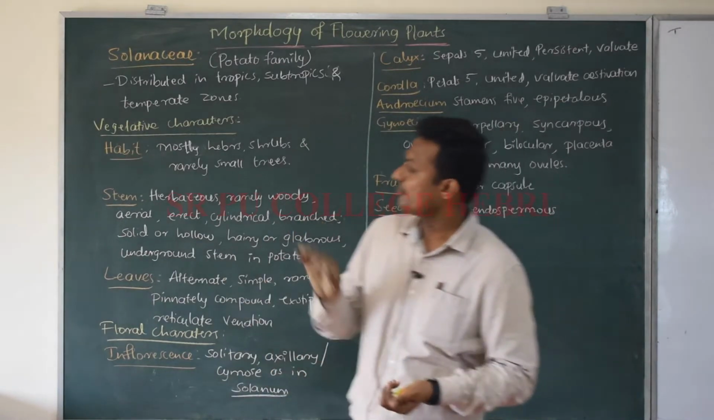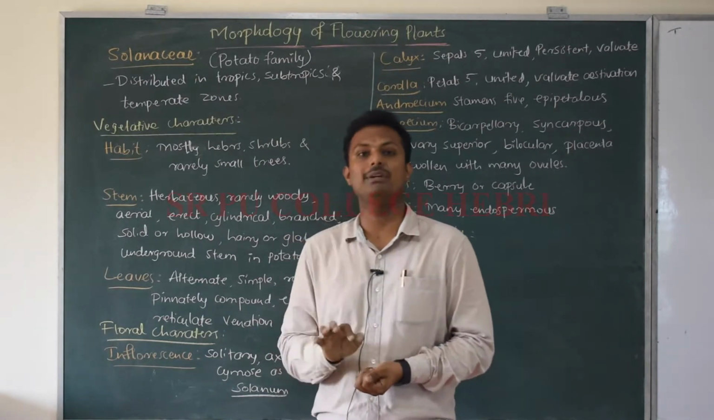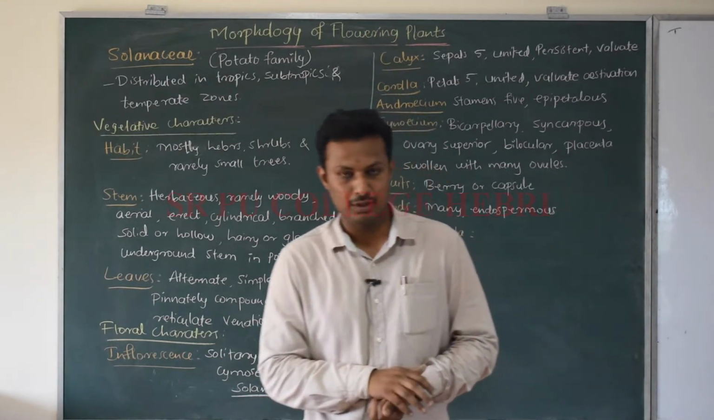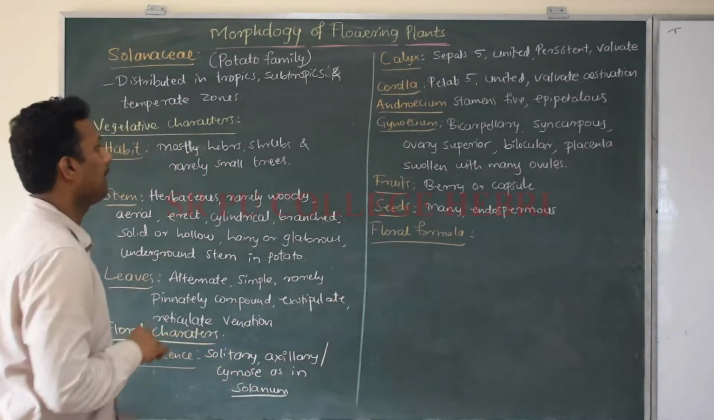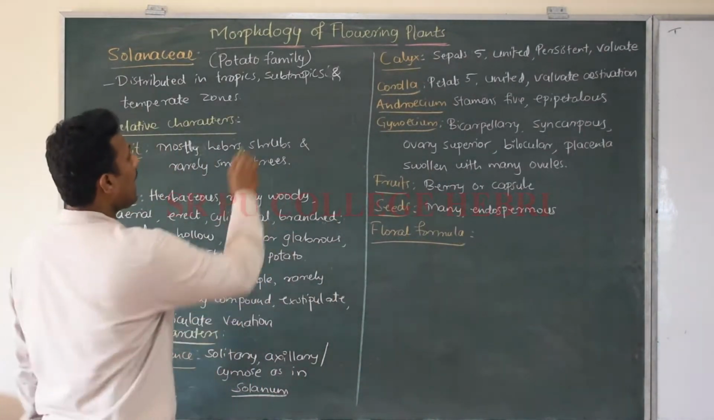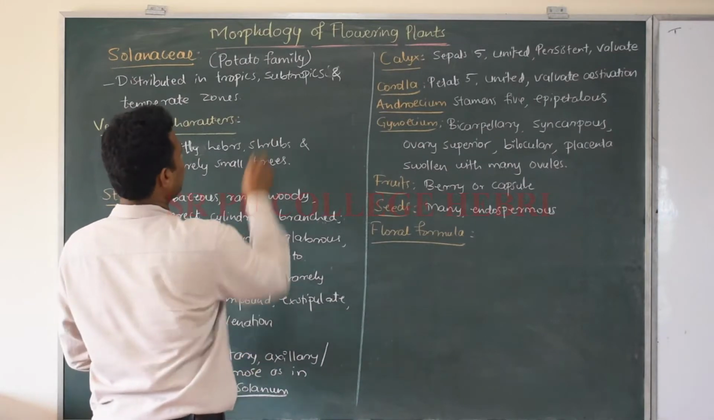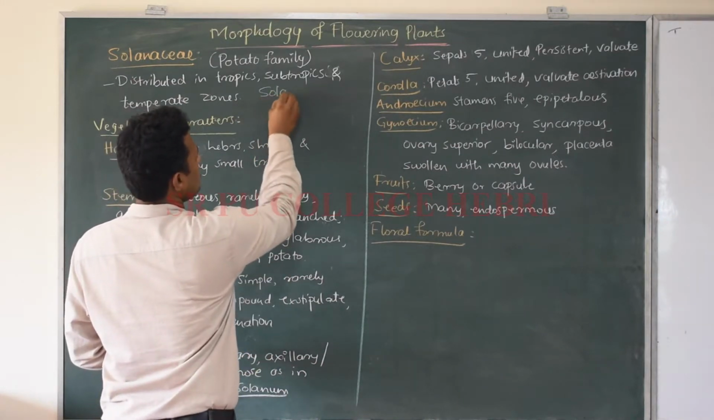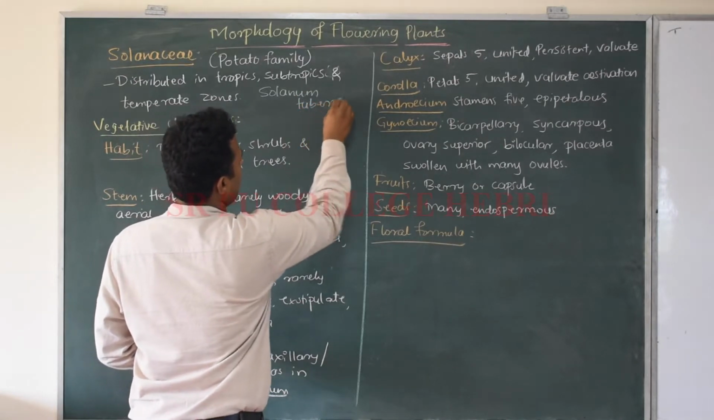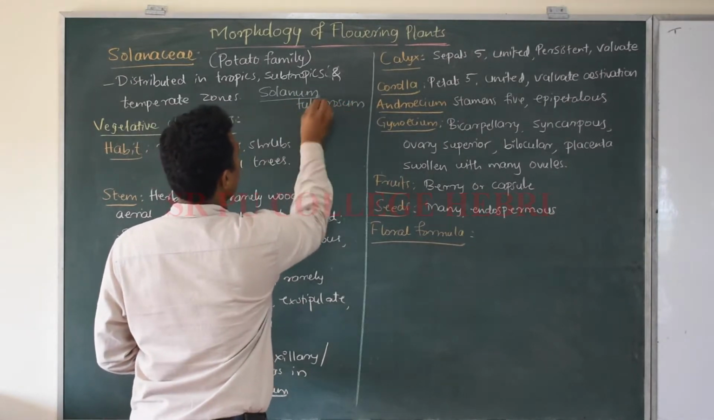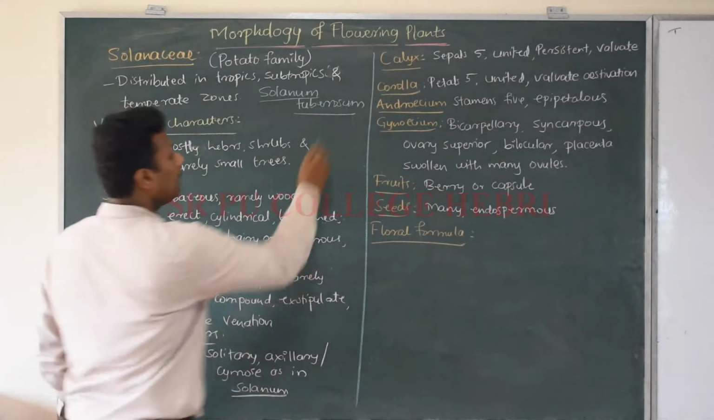See, family Solanaceae is commonly called the potato family. You need to remember the scientific name of the potato, Solanum tuberosum. I'm going to write it here. Solanum tuberosum is the scientific name of potato.